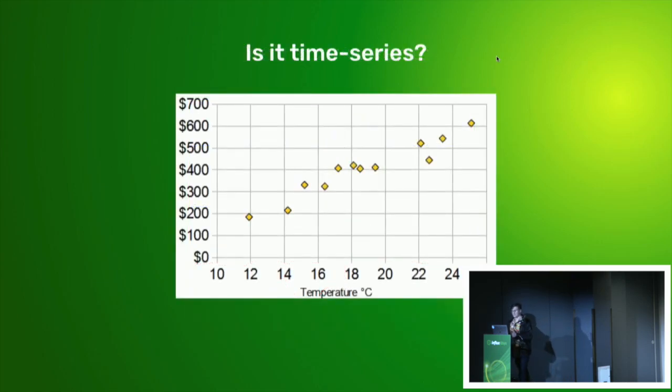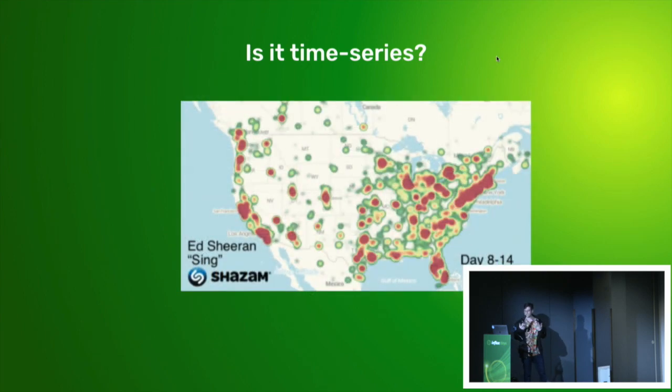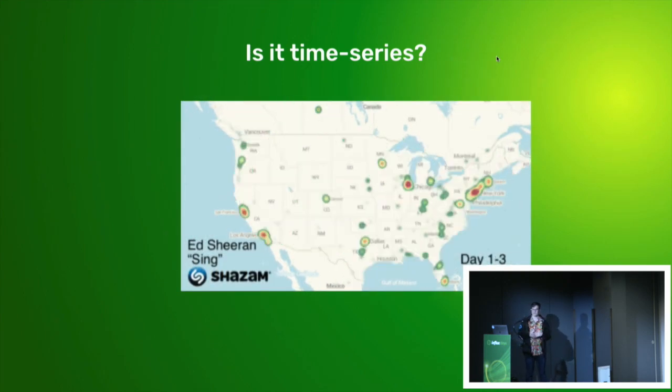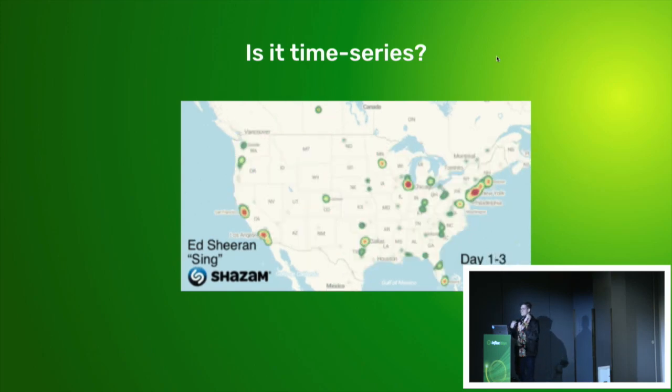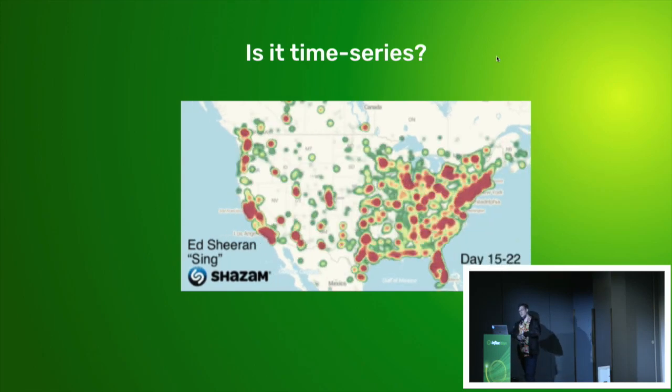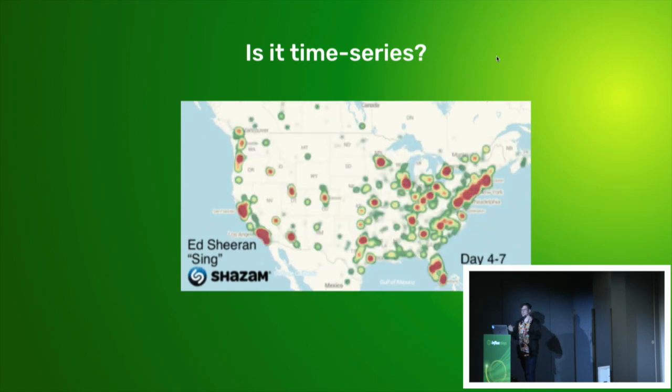A great example of something that is not time series data is looking at, say, the temperature versus cost in some ratio. This is not time series data. However, if we start to look at things that are a little bit more fun, like maybe the viral spread of Ed Sheeran's Sing, if anybody remembers this from a long, long time ago, this is definitely a time series, where we see over time the expansion of the popularity of a song.